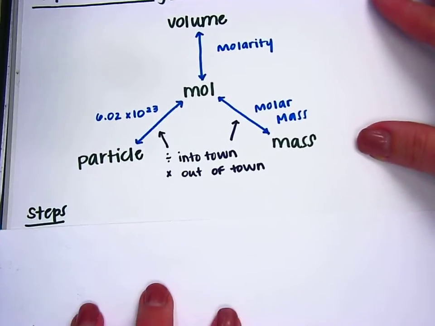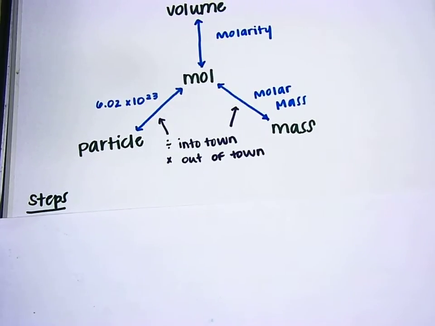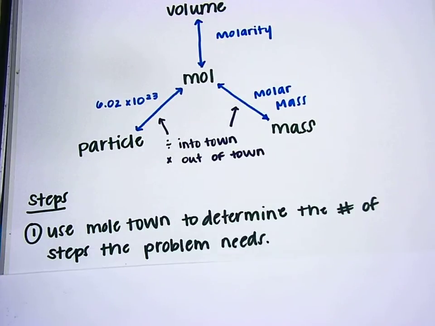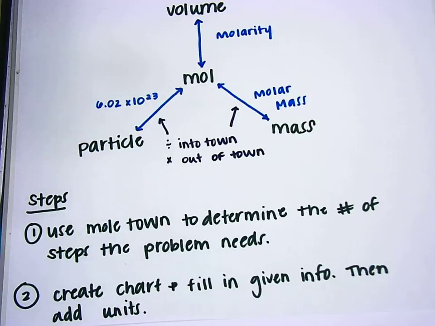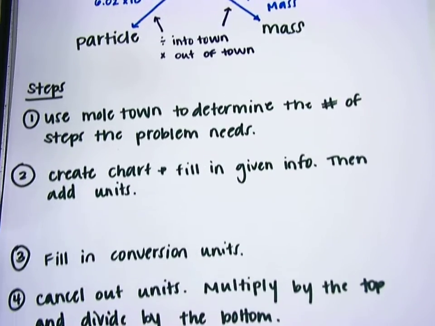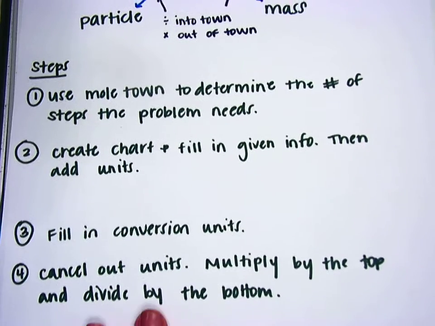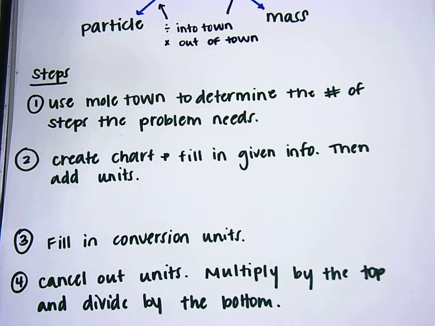So, here are the steps to convert using Mole Town. Step number 1 is to use Mole Town to determine the number of steps that the problem would require. Step number 2 is to create a chart and fill in the given information. Then you'll go back and add units. You'll fill in the conversion units, and then you'll cancel out the units, multiply by the top, and divide by the bottom.